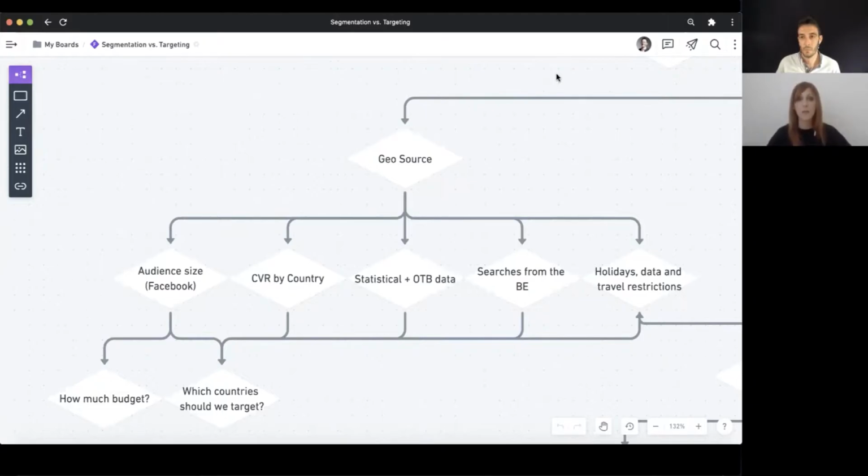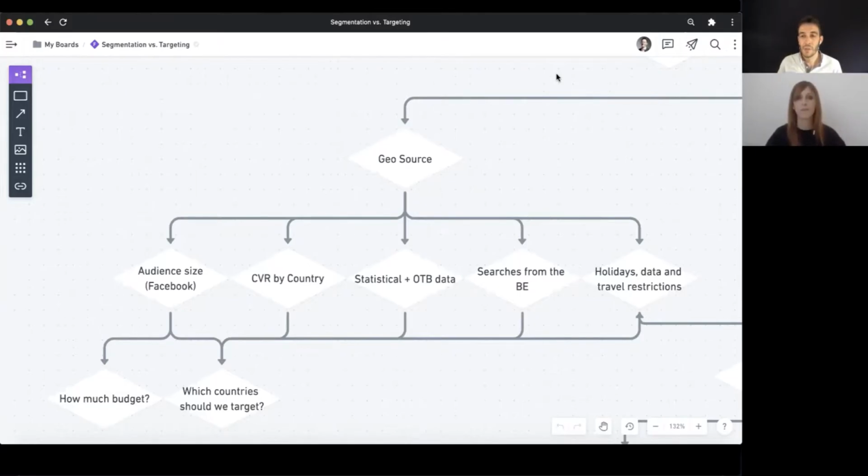Then another important data I can use is holidays data and travel restrictions. As we know, it's now more important than ever to understand how the travel restrictions are lifting, borders opening, closing, but also if there are any changes in the holidays behavior. It might happen, for example, that some countries that used to travel during the school holidays in the past are now completely changing their behavior and, for example, switching to short-term bookings and weekend only.